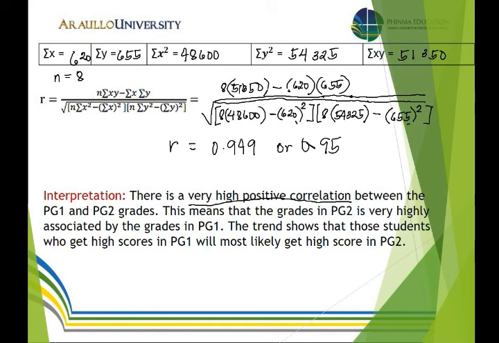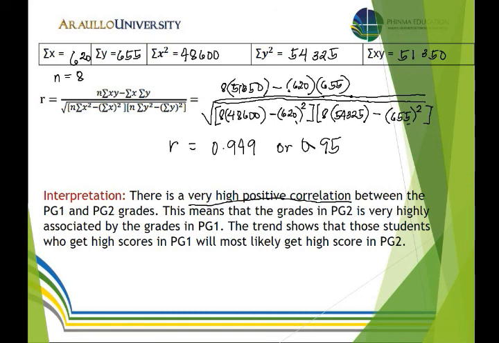So, meaning that the grades in second periodical is very highly associated with the grades in first periodical. So, meaning the trend shows those students who get high scores in first periodical will most likely get high score in second periodical kasi mataas yung correlation nilang dalawa.